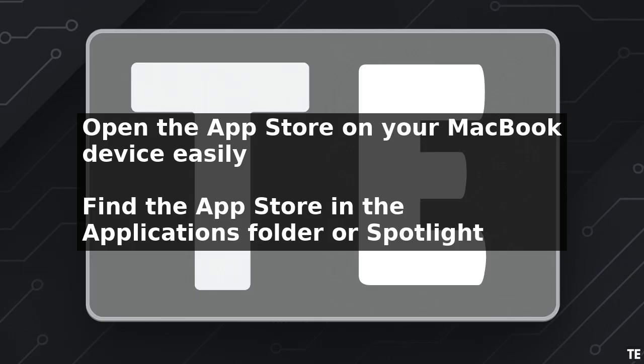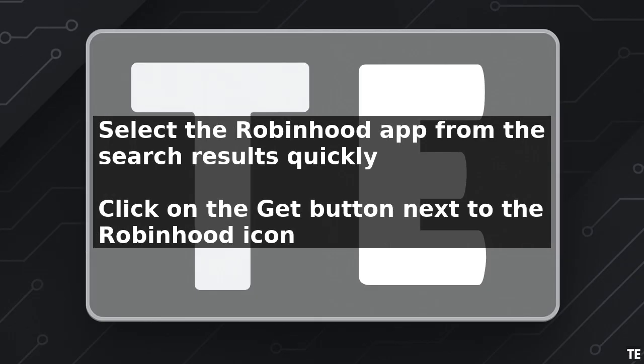type Robinhood. Select the Robinhood app from the search results, which should be the first result. Click on the Get button next to the Robinhood icon. Then click Install. You may be prompted to enter your Apple ID password to complete the installation.